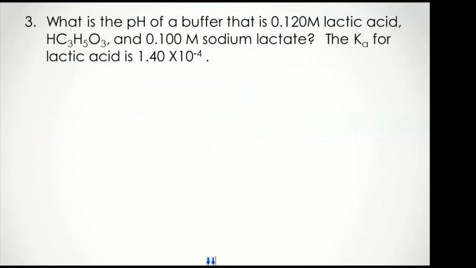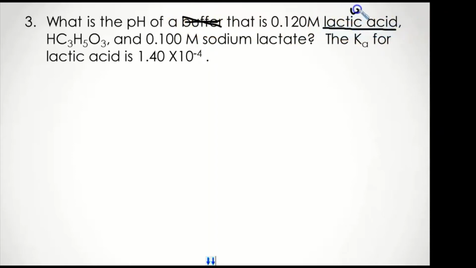So let's look. It says, what is the pH of a buffer that is 0.12 molar lactic acid and 0.1 molar sodium lactate? It's given us the Ka for lactic acid to be 1.4 times 10 to the negative 4. One thing we could do is write a RICE table, or we could say, oh, this is a buffer. I don't need to do a RICE table. I could use the Henderson-Hasselbalch equation. Even if it didn't say these words, because it sometimes won't, I would know that it's a buffer because of this.